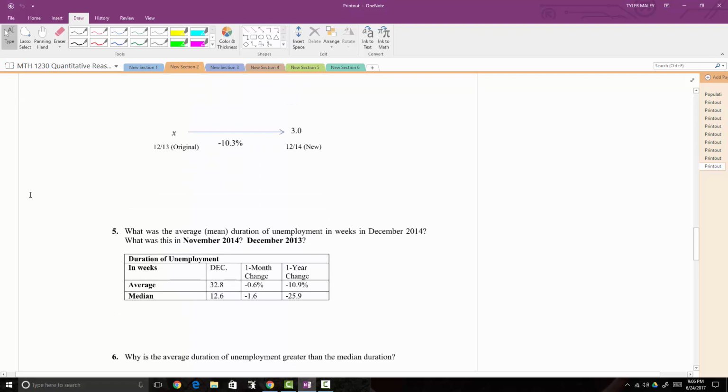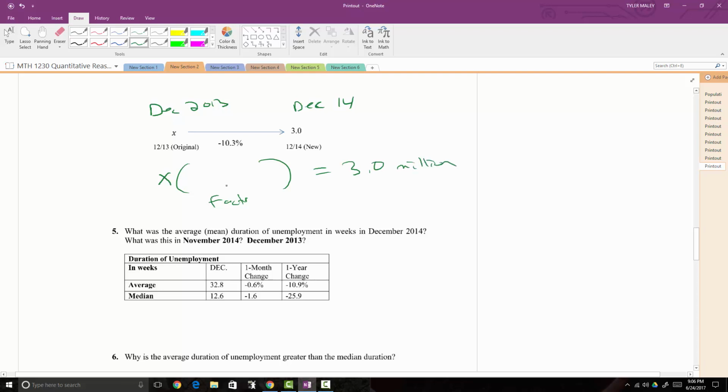So if we go to the next page, here's where we're looking for the 1 year change, December of 2013 to December of 14. Here our table told us that it went down 10.3%, so we can do this very similarly. Again, I have some x value that I don't know, some population of people that wanted a job in December of 2013, and then I multiplied by some factor, some multiplier, to get the 3.0 million.